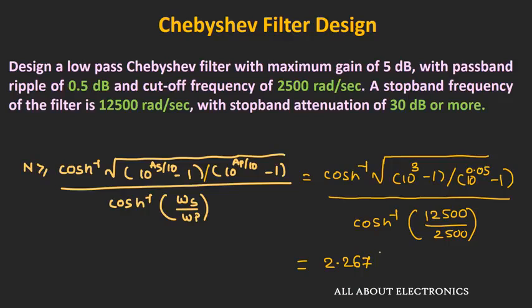2.267. Now here the value of n should be an integer. So the value of n should be equal to 3. That means for this design, we require a third order Chebyshev filter.